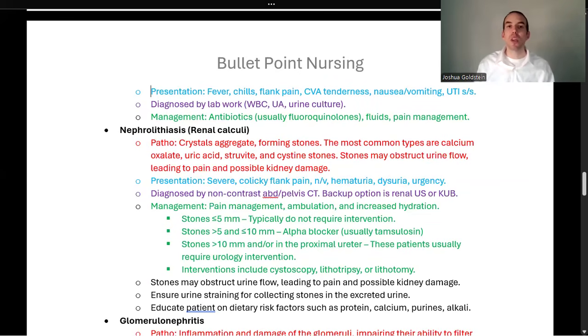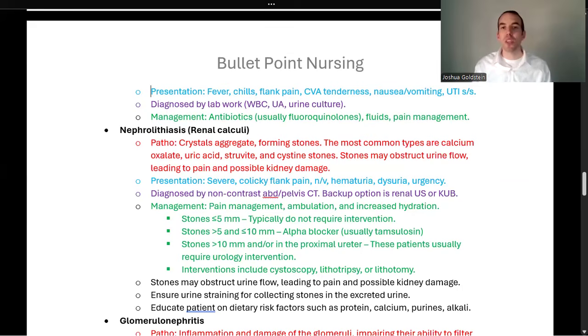The stones may obstruct urine flow, leading to pain and possibly kidney damage. The classic presentation of this is severe colicky flank pain. These patients, when you see it, they can't sit still. They're rolling on the floor. They're rolling in bed. They keep repositioning. They can't get comfortable because of that pain. That's what that colicky flank pain means.